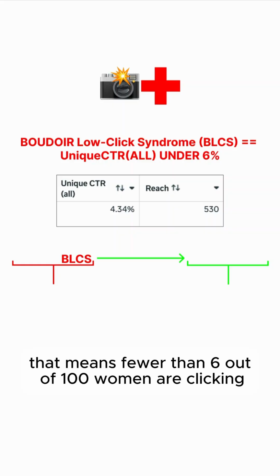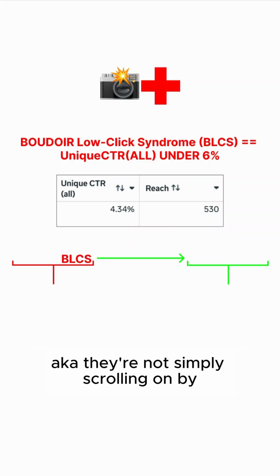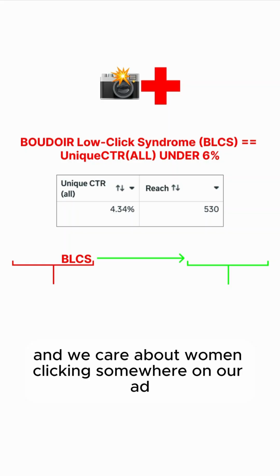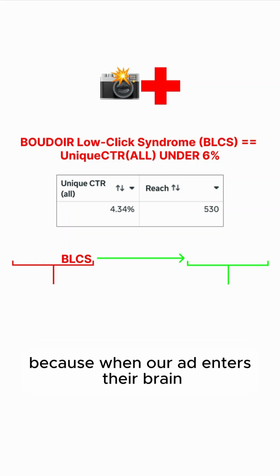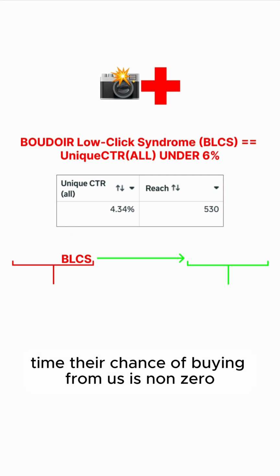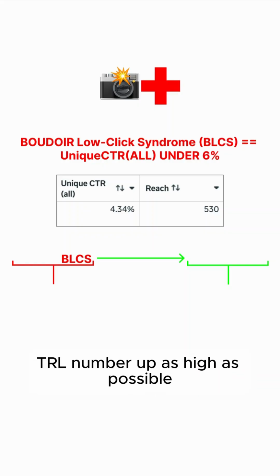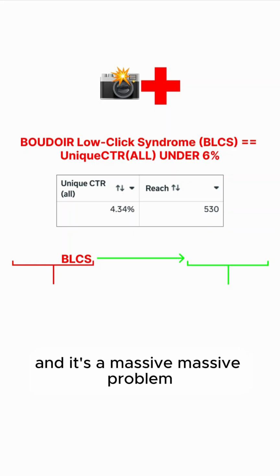That means fewer than 6 out of 100 women are clicking anywhere, somewhere on our ad, aka they're not simply scrolling on by. And we care about women clicking somewhere in our ad because that means our ad has entered their brain. And we care about that because when our ad enters their brain, that is the only time their chance of buying from us is non-zero. So we got to get this unique CTR all number up as high as possible, but under 6% is the most common thing I'm seeing, and it's a massive, massive problem.